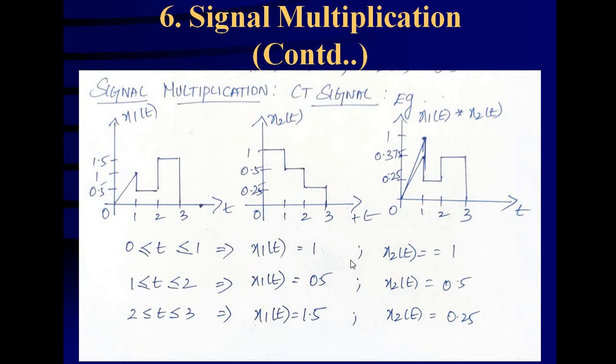Between the time interval 0 to 1, the values are 1 and 1. So 1 multiplied by 1 will give you 1. So I plotted 1. Between the time interval 1 to 2, the amplitude values are 0.5, 0.5. So 0.5 into 0.5 will give you 0.25. So between 1 to 2, I plotted 0.25. Between the time interval 2 to 3, the values are 1.5 multiplied by 0.25, which will be 0.375. So between 2 and 3, I have marked the same. After you mark these amplitude values, make sure you track the corresponding shape accordingly. That's how you will get a multiplied signal.